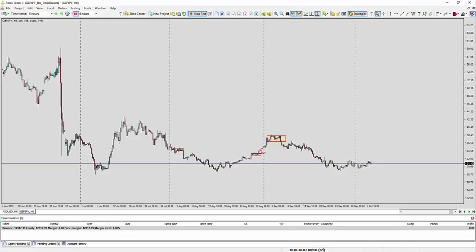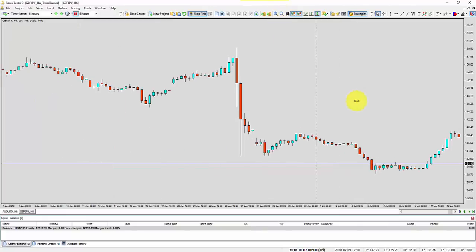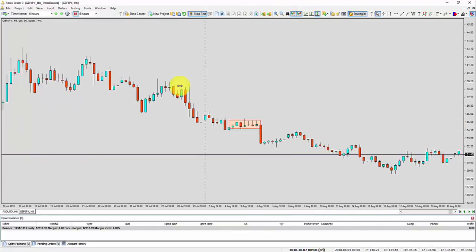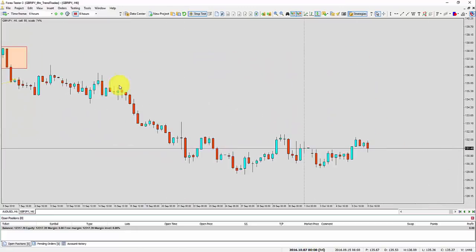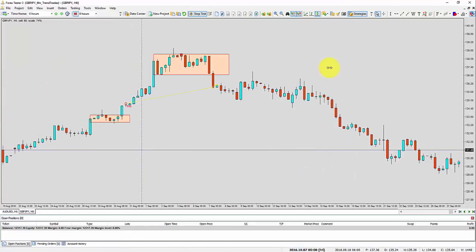Now let's talk about reading the markets. This is kind of my favorite thing to do in terms of looking at the markets and assessing what's going on. I love to do it just by reading the candles. So let's just talk about some of the things you might look at.